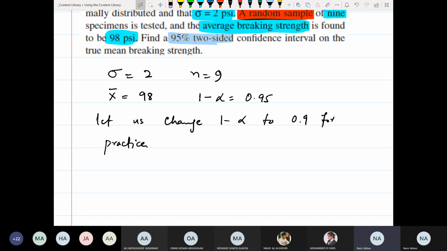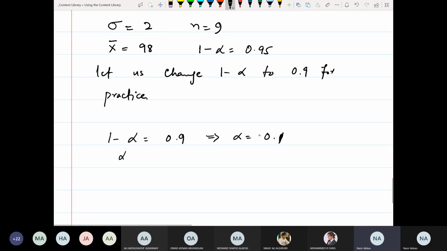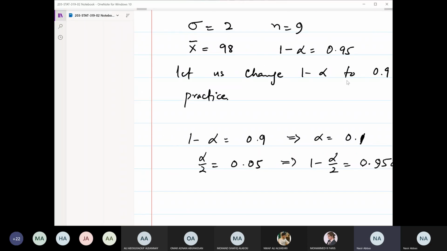The first thing you need is what? You need the value of z. So you got 1 minus alpha from the question, that is 0.9. This implies alpha is 0.1, not 0.01, it's 0.1. Alpha by 2 will be 0.05. And 1 minus alpha by 2 will be 0.95. You will go to the table and look for 0.9500, 4 decimal points. Look for 0.9500 and probably you will not find it exactly.